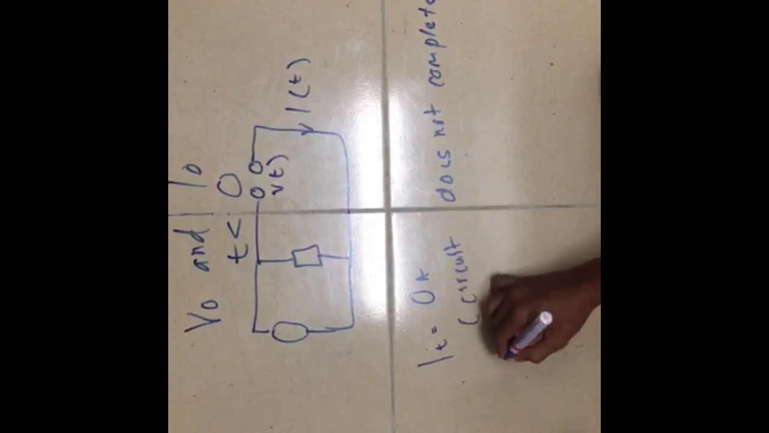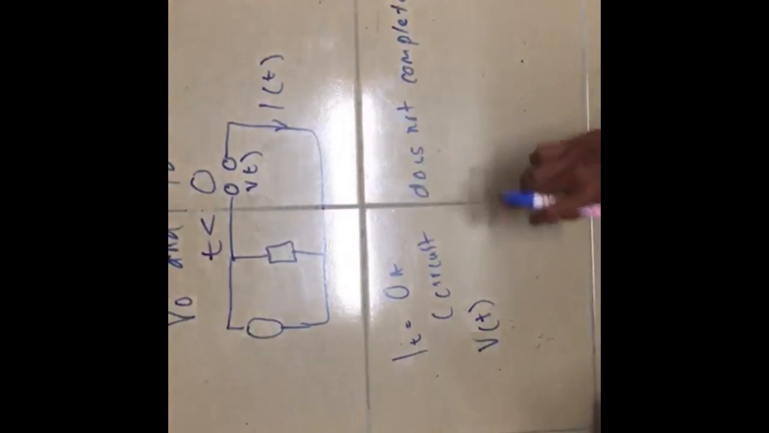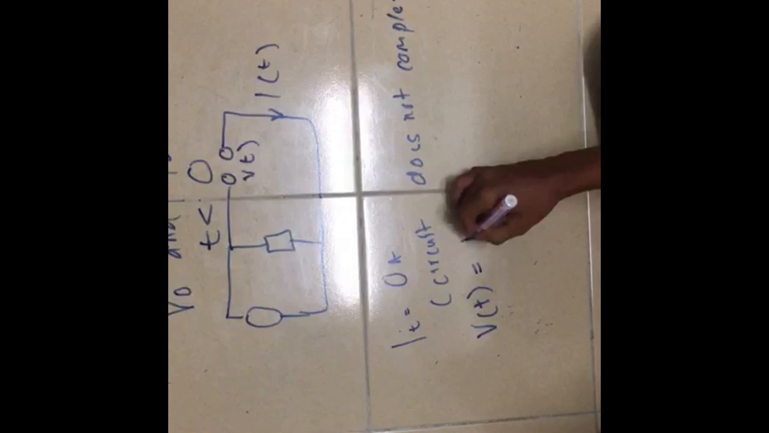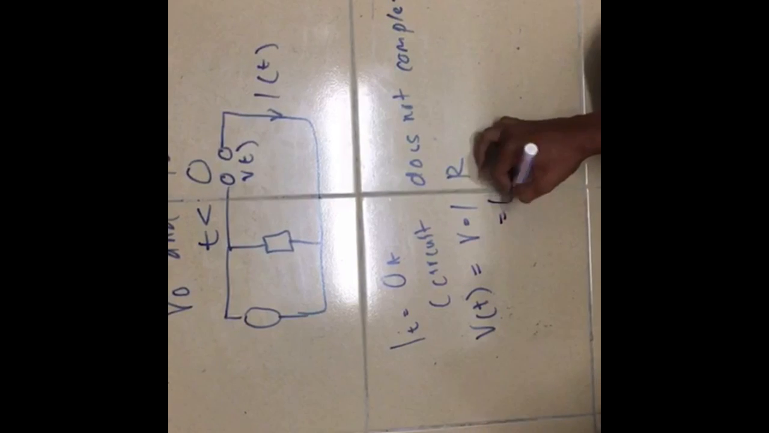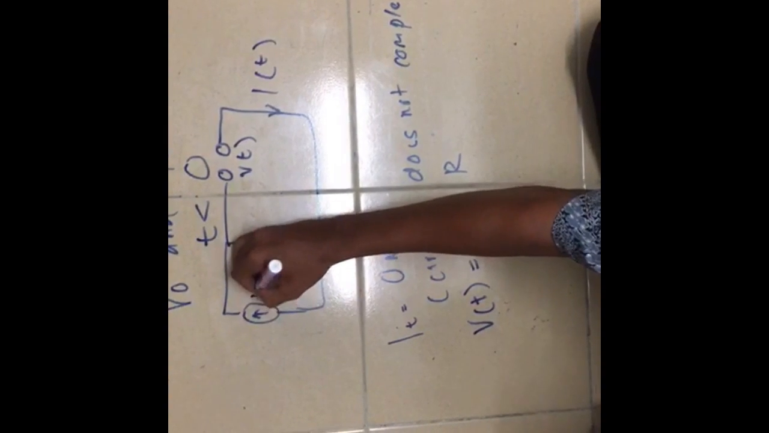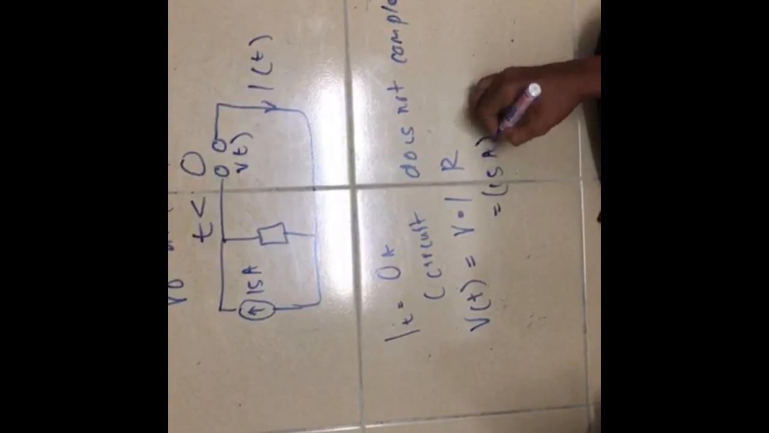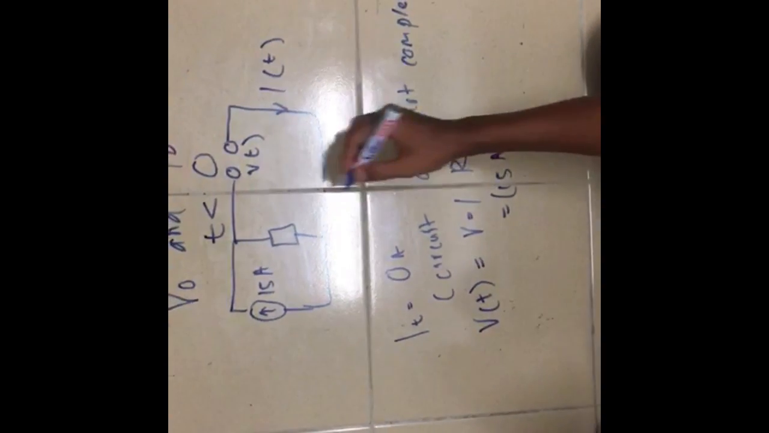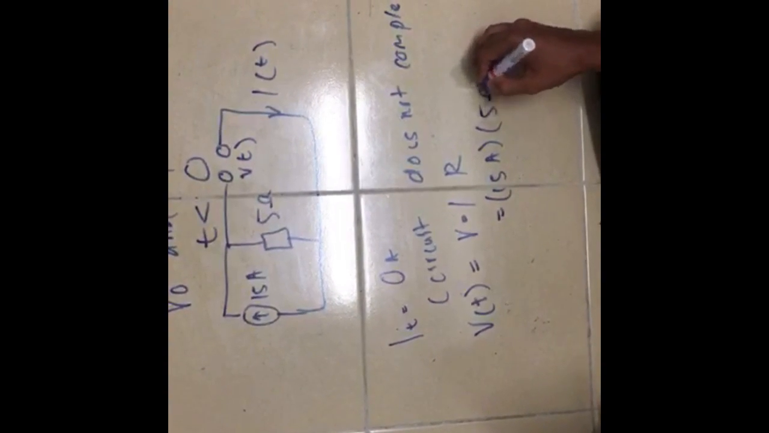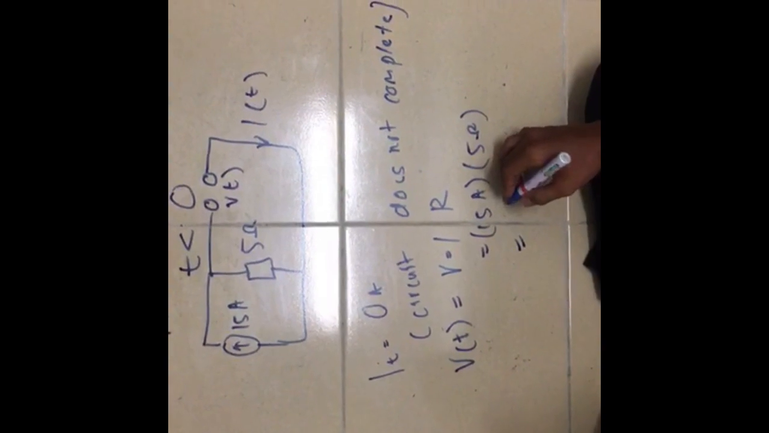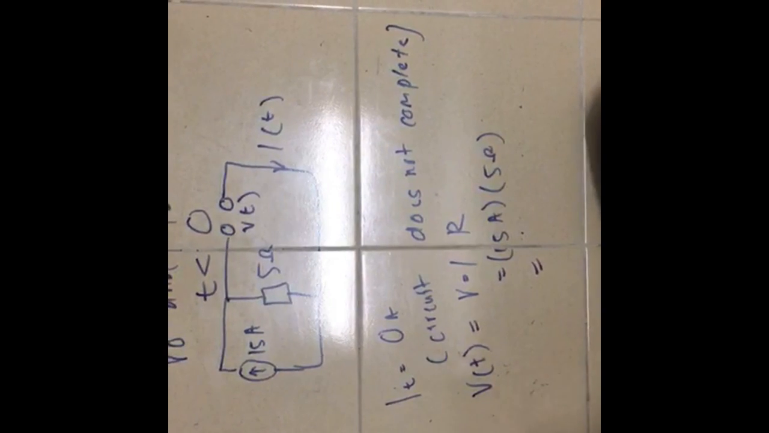So we can find the v(t), or the voltage on the capacitor, using Ohm's law, V equals IR. So we know the value of current, and the value of resistance is 5 ohm. So the v(t), or the voltage on the capacitor, when t is less than 0 is 75 volt.